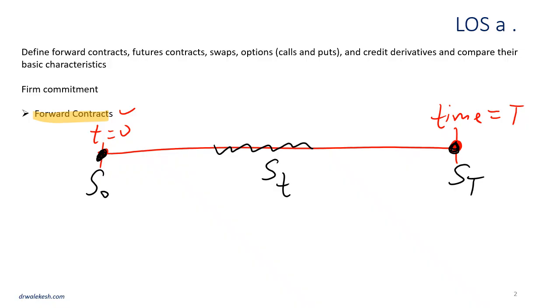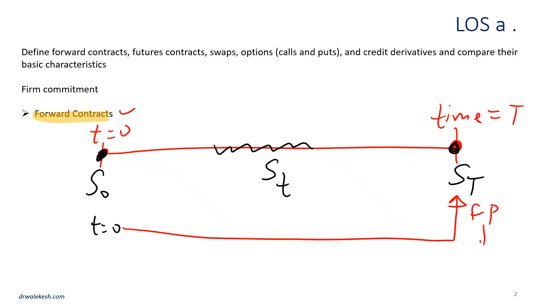It is also worth noting that the price agreed at time t equals 0 but will apply at the expiration of the contract is what we call the forward price. And the forward price is denoted using F0(T). It is worth noting that this F is capital letter F.